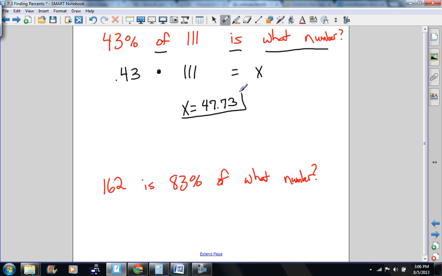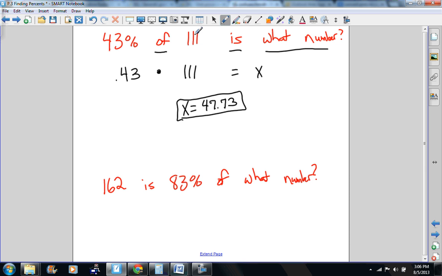In order to make sure we solved it correctly, I'm going to reread the sentence, but changing the x for the number, or substitution. So the sentence now reads, 43% of 111 is 47.73. And that makes sense to me because 43% of 111 should be a little bit under half, because we know 50% is half. This number looks to be just under half of that one. So it looks like a realistic answer.